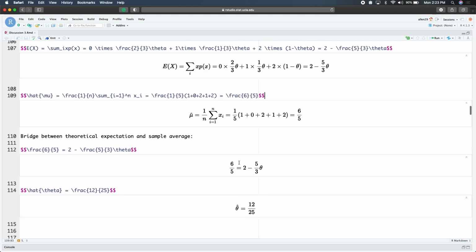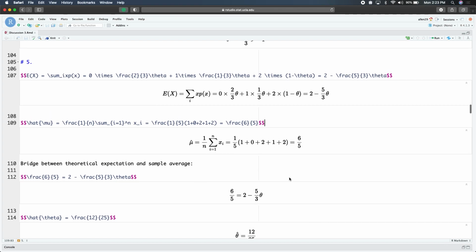Using the method of moments, we just let these two quantities equal and solve for the only unknown. I think the parameter's constraint is also between 0 and 1, so I think this one satisfies the constraint. So it is a valid estimator for our unknown parameter.